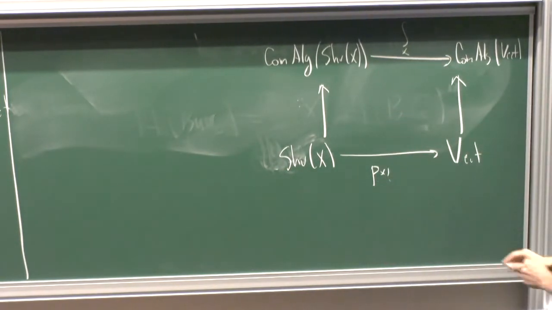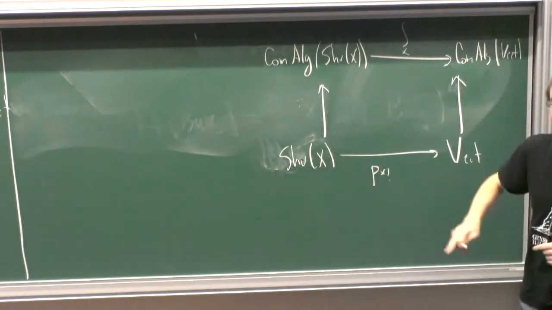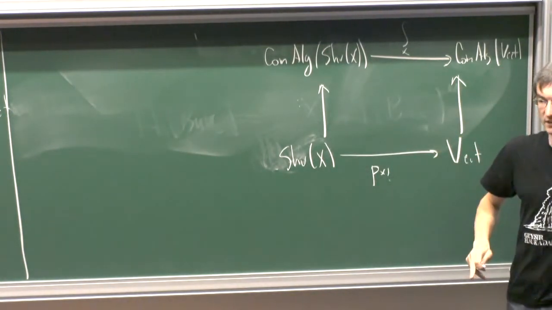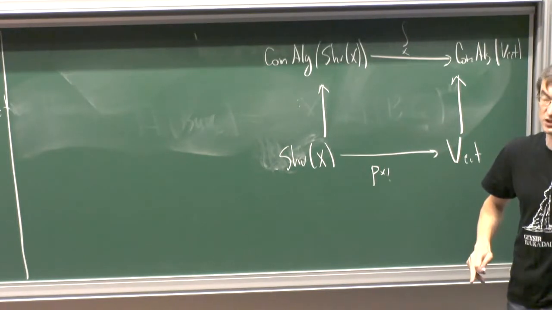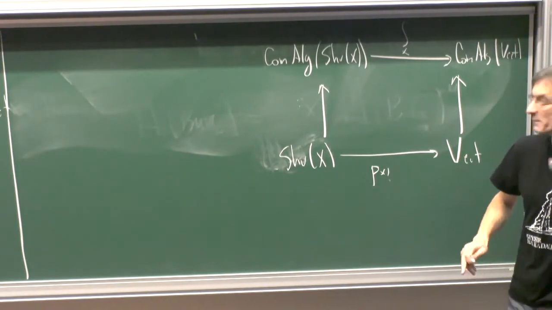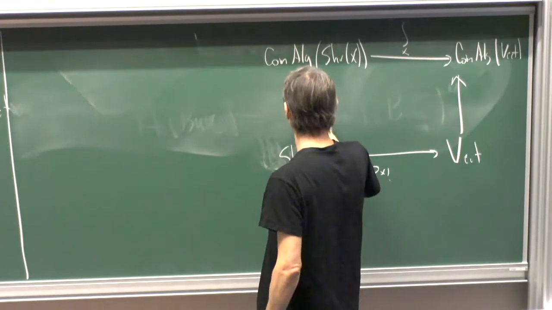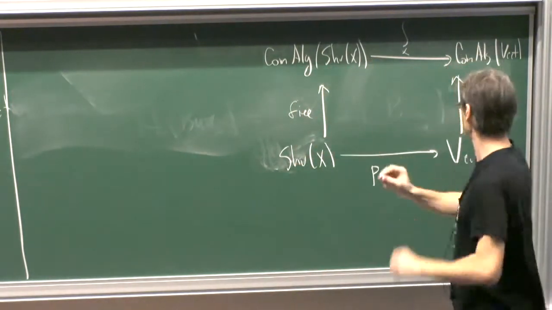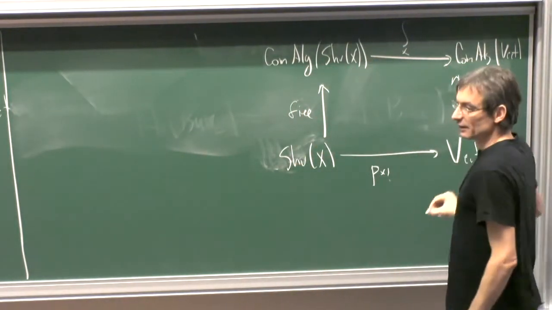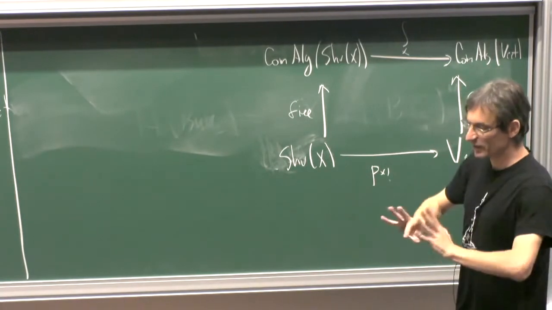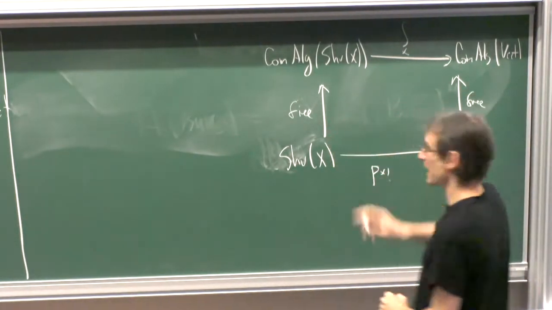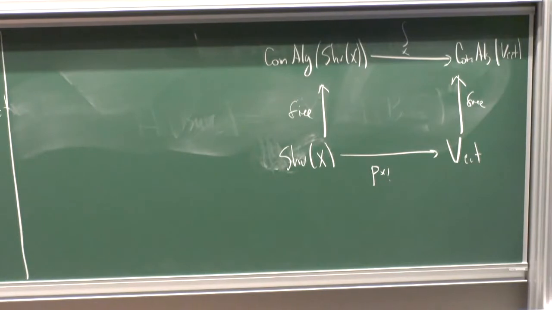Okay, just for fun, do you guys know what these arrows are? What is the left adjoint to the functor of forgetting the structure of commutative algebra? To be free. If you have a sheaf, you can create a free algebra. Always commutative. We're in the commutative world. So this diagram commutes.